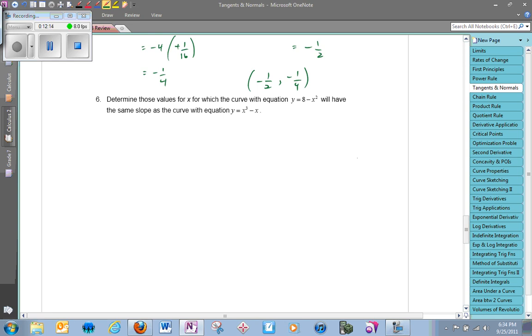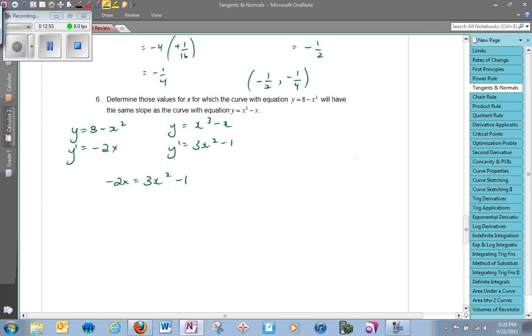But basically, it's asking to determine the values of x, so I only need the x part. I don't care about the y part this time, for which the equation of the curve will have the same slope as the equation that I'm given here. Well, if they have the same slope, that means that the derivatives are the same. So find the two derivatives and set them equal, and find out where the x's turn out to be the same. So here we go. If y is equal to 8 minus x squared, then y primed is minus 2x. And if y is equal to x cubed minus x, then y primed is 3x squared minus 1. I set those two things equal, so I get minus 2x is equal to 3x squared minus 1.